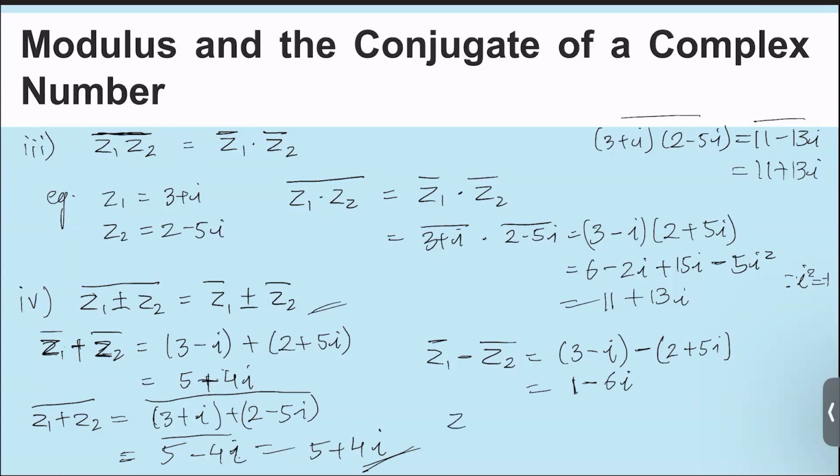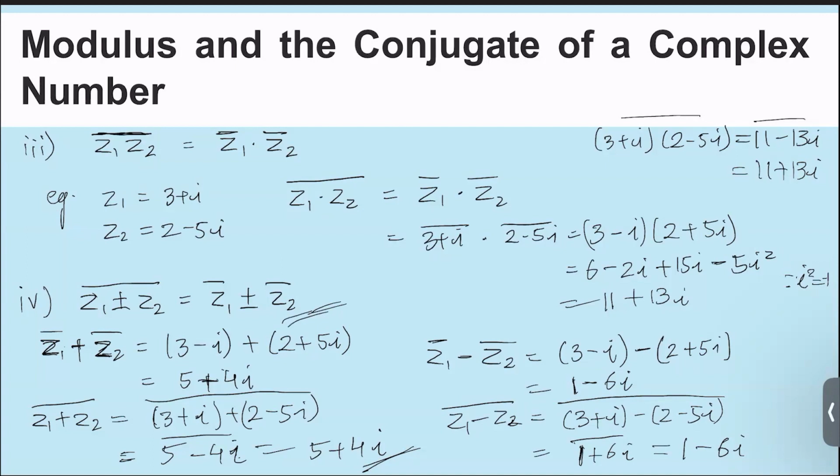Okay, let's see what would happen if we first get the difference of the two complex numbers and then get their conjugate. So that is 3 plus i minus 2 minus 5i. Okay, we are trying to find the conjugate of the whole. So this will again be 1, and over here this is plus 6i, and then you will see the conjugate becomes 1 minus 6i. Okay, so this holds true.